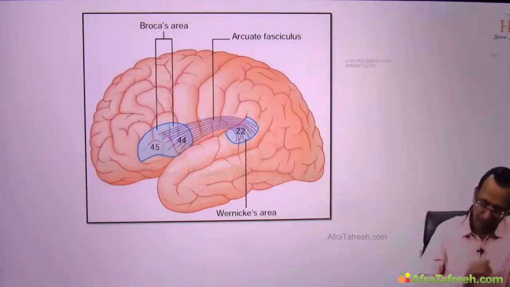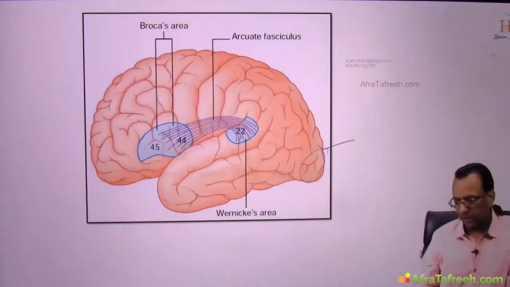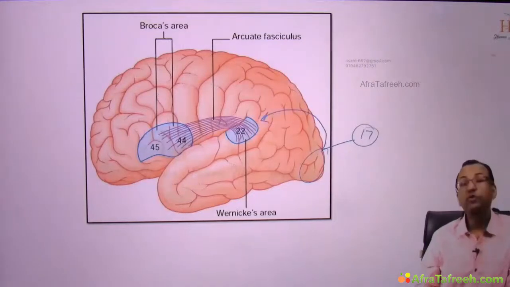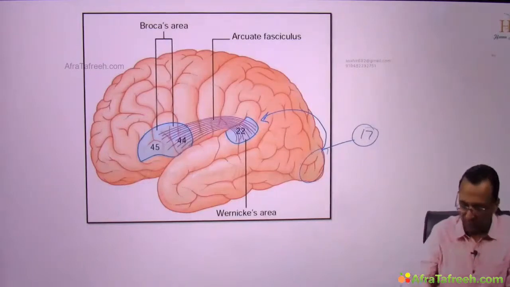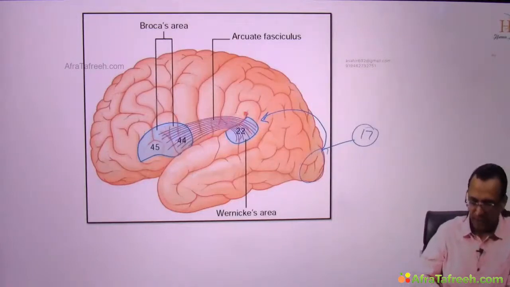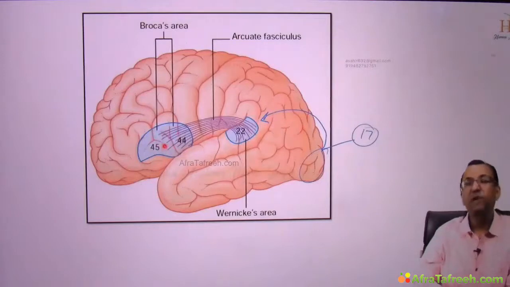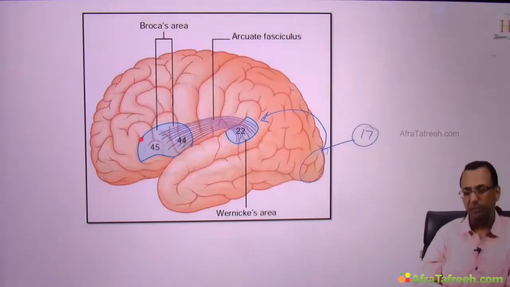You mean to say, first he will see it at area number 17? Yes. And then it will come to area number 22, which is for understanding of the language? Yes. And then there will be some arcuate fasciculus taking it to Broca's. What is Broca's area for? Plan the speech muscles. Speech muscles means what? Means tongue muscle, lip muscle, larynx, pharynx muscle.